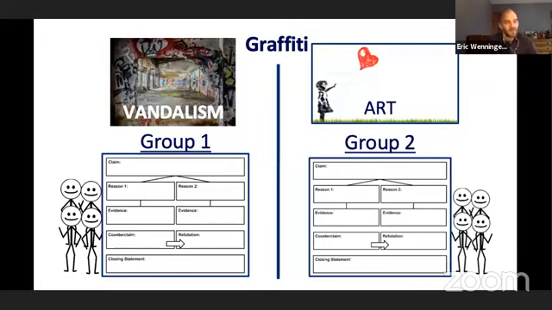And what I did is I divided my class into two sides, right? Group 1 and 2. Group 1 took the graphic organizer. I gave it to all my students, and they worked together. In group 2, they worked with their graphic organizer. And in this case, I had them read an article that presented both sides, vandalism and art. And I had them take notes using the graphic organizer. So let's see what they wrote down.